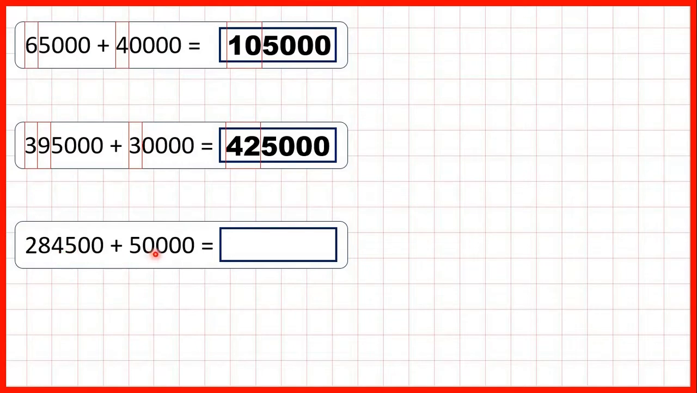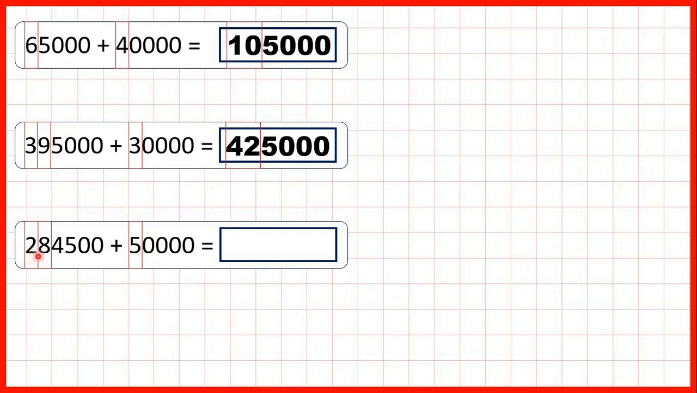Now we have 284,500 plus 50,000. Again, we can highlight our 10,000s digits. We have an 8 and a 5. But again, that gives us 13, which is a 2-digit number. So what we need to do, just like we did before, is highlight our 100,000s digit as well.